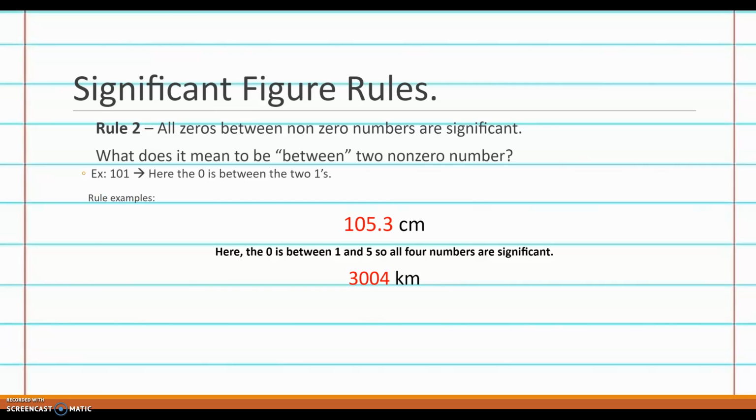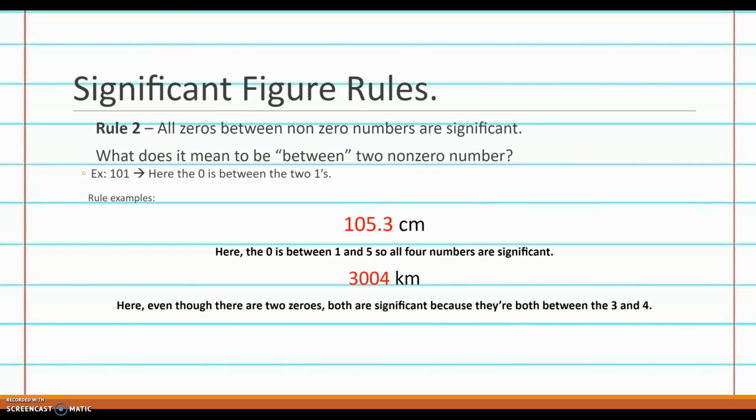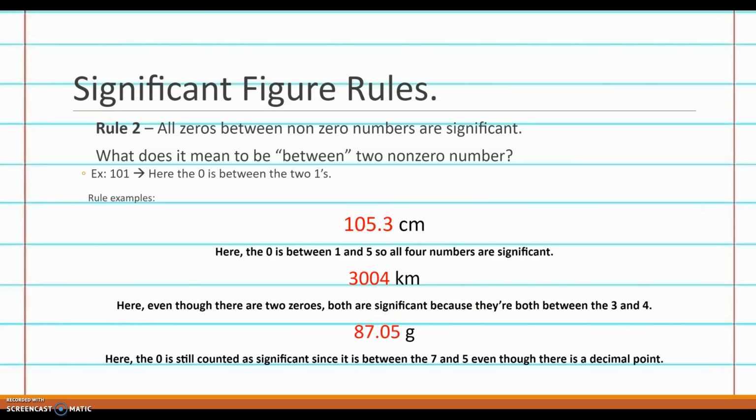3,004 kilometers. Now we have 2 non-zero numbers sandwiching 2 zeros. So all 4 again are significant figures. 87.05. Notice there's a decimal there, but it doesn't matter because that 0 is between a 7 and a 5, which are non-zeros. So all 4 digits will be significant figures.